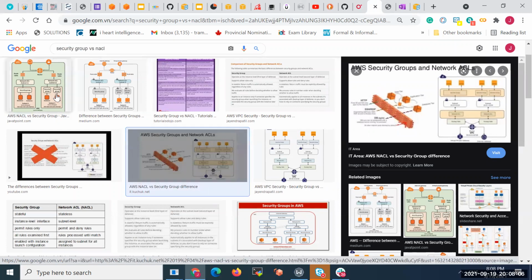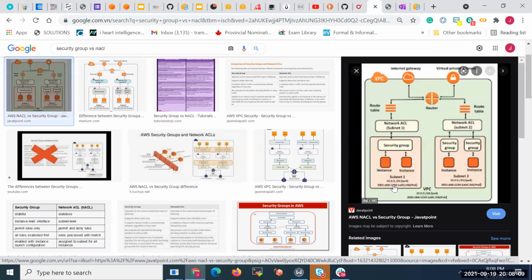Oh God, the picture is so bad. Okay, this one is better. So again, you can see the architecture. The internet goes through the internet gateway, and then you have the router, and then you have the routing table. All right. So you can see here, the network sits in the region. It sits in the VPC. It sits in front of the NACL, and the security group is associated to each instance.